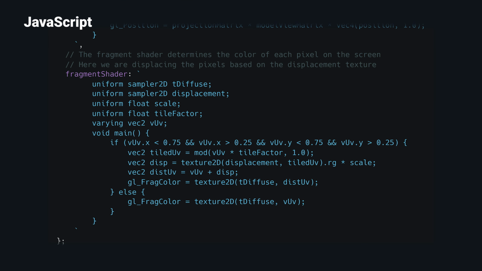Now we can start our displacement logic. We first create tiled UVs to allow us to repeat the texture and thus change its size. Then we define the vector disp as the texture of our displacement according to the tiling.